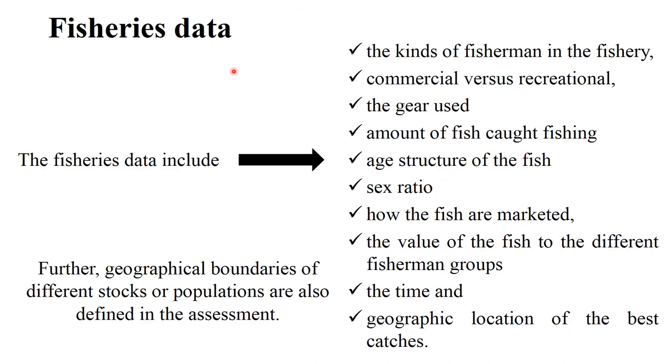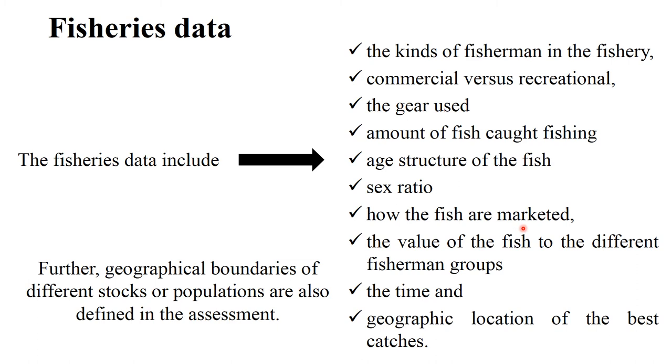Now look at the fisheries data. What fisheries data are required to estimate the stock? These include which kinds of fishermen are going for fishing, commercial versus recreational fisheries, and the gear used to catch the stock. Here we are using gill nets, trawl nets, purse seines, or different kinds of gears. Then the amount of fish caught, meaning the total catch of a particular region and time, the age structure of the fish, the sex ratio, and how the fish are marketed.